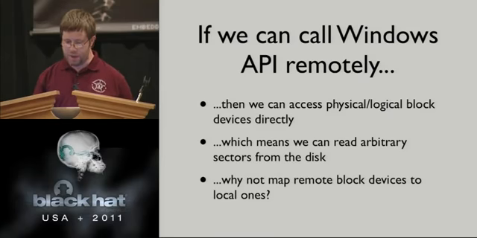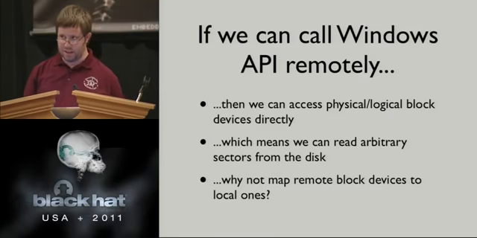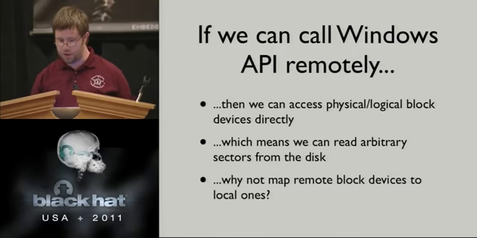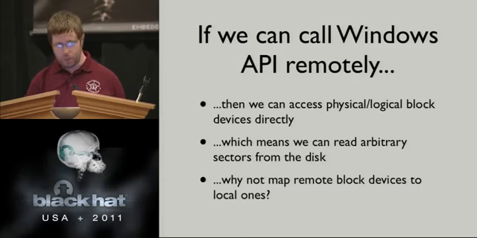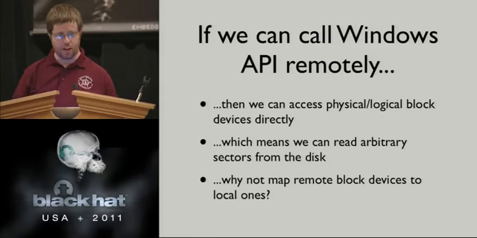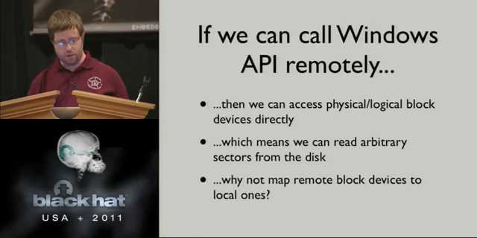And at that point, we can read arbitrary sectors from the disk. We can seek and read from wherever we want to on here. So if we can do that, we can pull any information we want out, just like our favorite forensics tools. But we don't want to be just like our favorite forensics tools. We want to use our favorite forensics tools. So why not map those remote block devices to local ones?